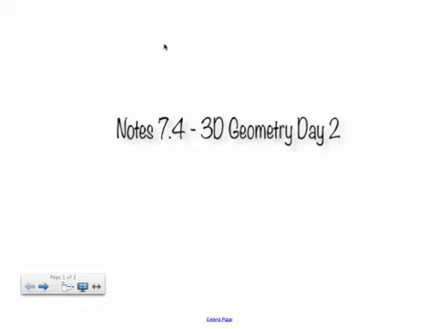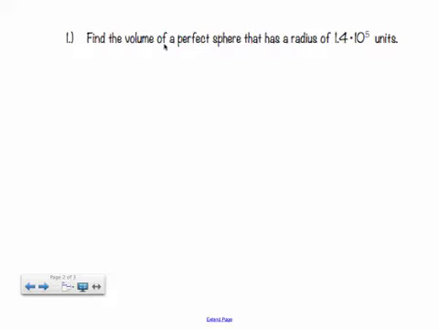Alright, the last lesson of the unit is again on 3D geometry, so you will need your calculators for this lesson. So let's look at question number 1. It says find the volume of a perfect sphere that has a radius of 1.4 times 10 to the 5th units. So in order to solve this problem, we have to figure out what formula we're going to use.